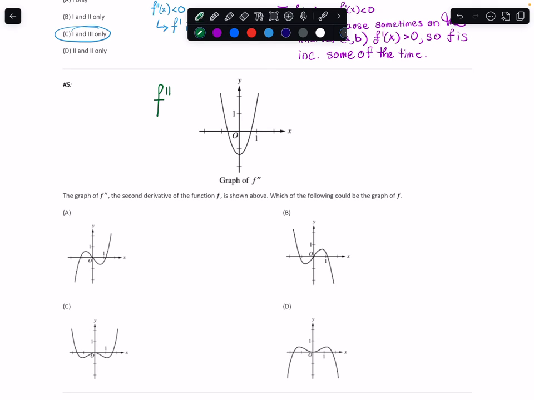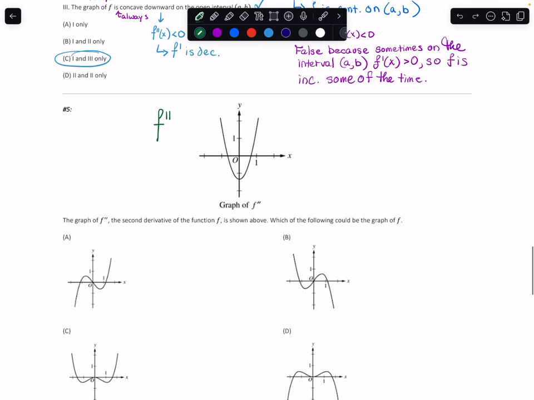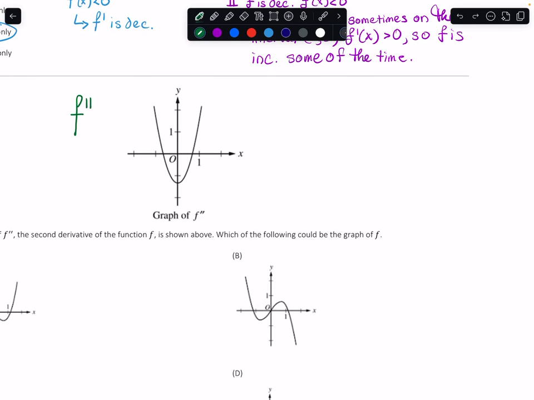So they're saying here is the graph of f double prime, and the question is which could be the graph of f, the OG function. Well, what I would say to myself is, look, what information can f double prime provide me about f? If I think about it that way, I should be okay. There's really only two things that f double prime tells you about f. It's concavity and inflection.